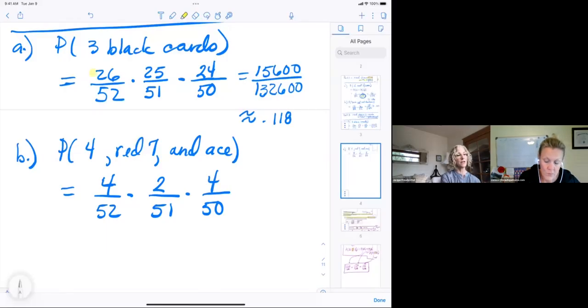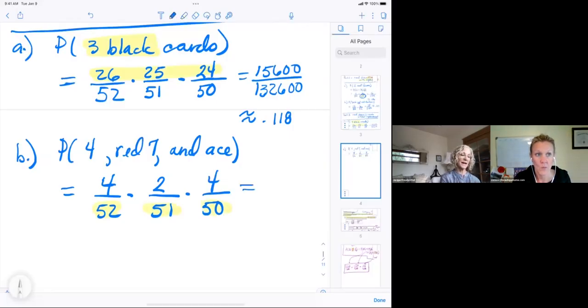The numerator changed in part A because they were all black cards. So when I took the black card out, it affected the second draw and the third draw. Part B, each of the cards is not affected by what was drawn, but the denominator was affected because you didn't replace the card.